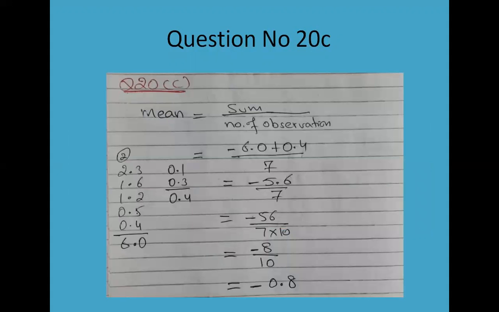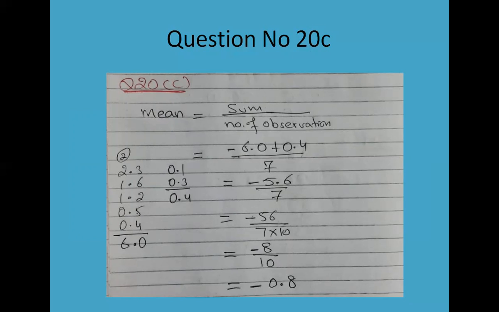The next question they ask us is to find the mean of these numbers. It's open data. So if you want to find out the mean, the formula is summation x divided by number of observations. So in my rough work, you can see on the right side, I have done my homework. I have added up all the negative numbers and I have added up all the positive numbers. So the sum of the negative numbers is minus 6.0, and then the sum of the positive numbers is 0.4, and the total observations are 7. So you will divide by 7.